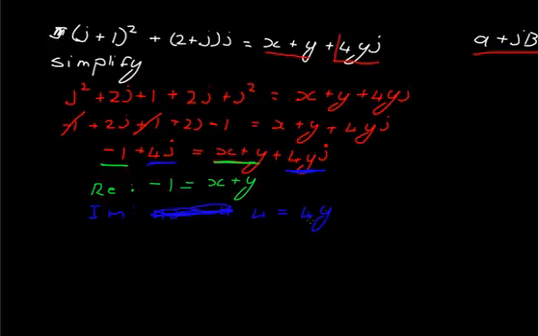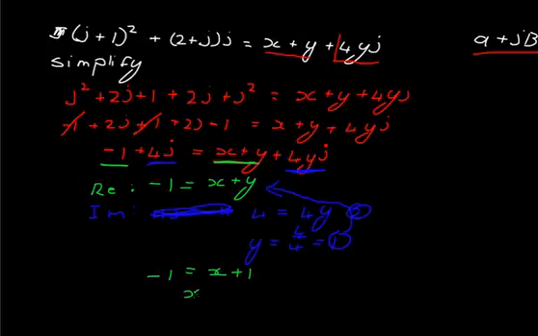Let's start off with equation 2, the imaginary equation. If 4 equals 4y, then y equals 4 over 4, y is equal to 1. Then we can substitute 1 into that equation for y, and we get minus 1 is equal to x plus 1. Therefore, x equals minus 2. Okay? And that's it. We've solved the complex equation for x and y.